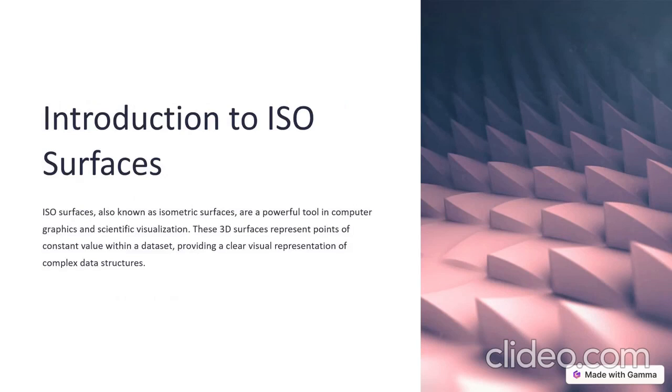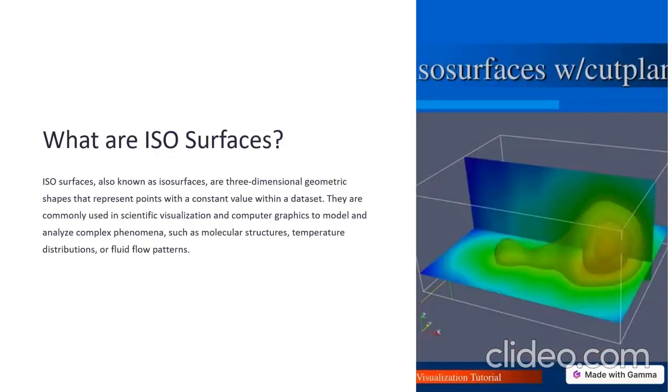The ISO surfaces. So this is an introduction. ISO surfaces, also known as isometric surfaces, are a powerful tool in computer graphics and scientific visualization. This 3D surface represents points of constant value within a dataset, providing a clear visual representation of the complex physical structure. Now let's talk about what ISO surfaces are.